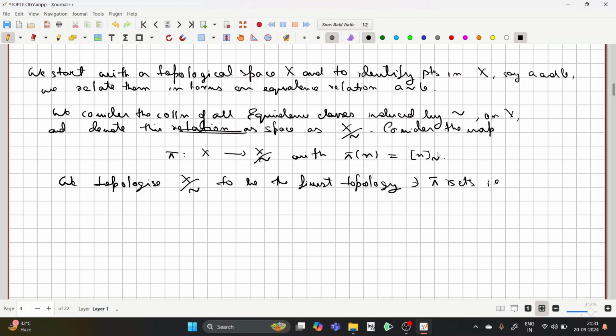That is, we topologize this space. Suppose I write this space as Y, and that will be the symbol we will be using throughout. A subset of Y is open in Y if and only if the pre-image of this set under pi is open in X. Clear? Okay.